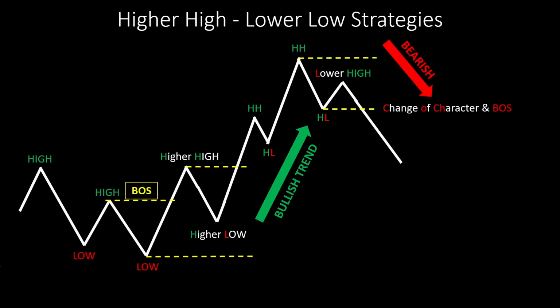A bearish change of character occurs when the price breaks and closes below the latest low point, creating a lower low. At this point, we expect another lower high followed by a break of structure to the downside, which happens when the price breaks and closes below the most recent low point. This bearish break of structure acts as a strong signal to go short.